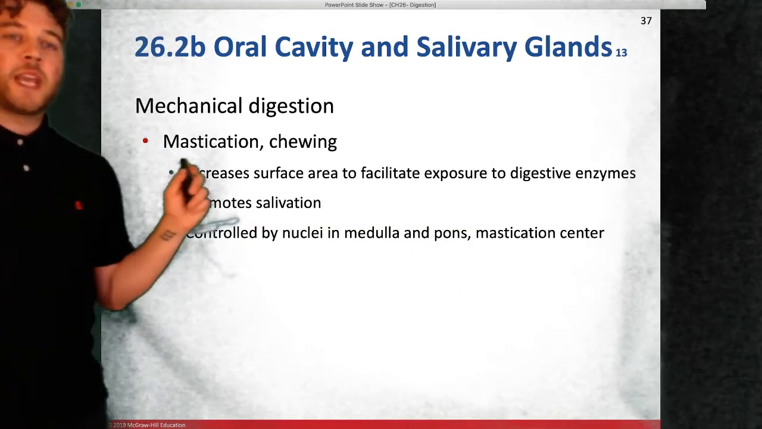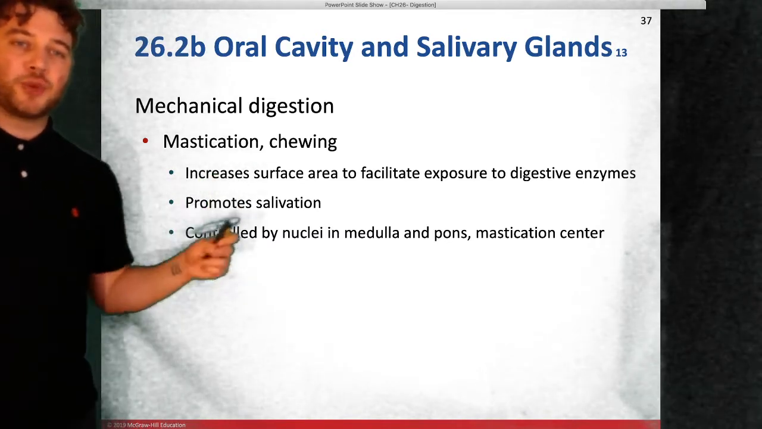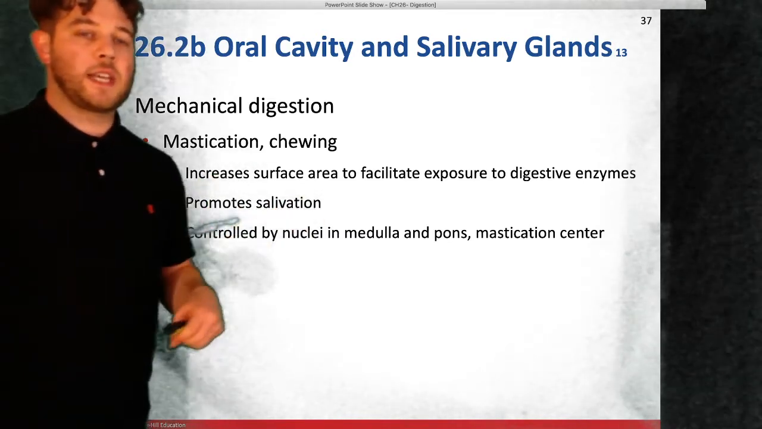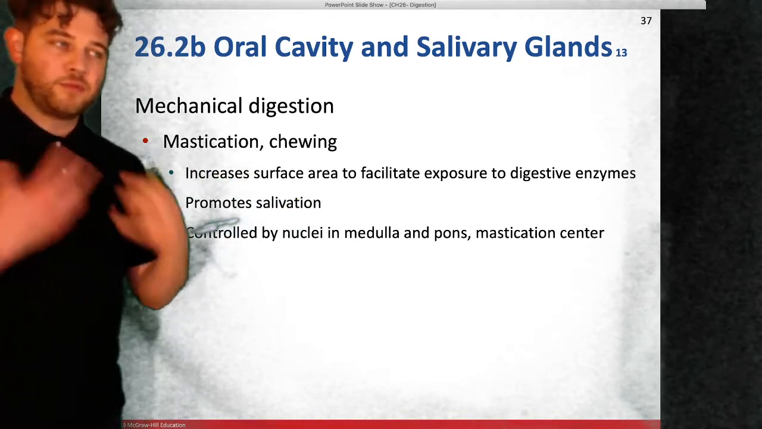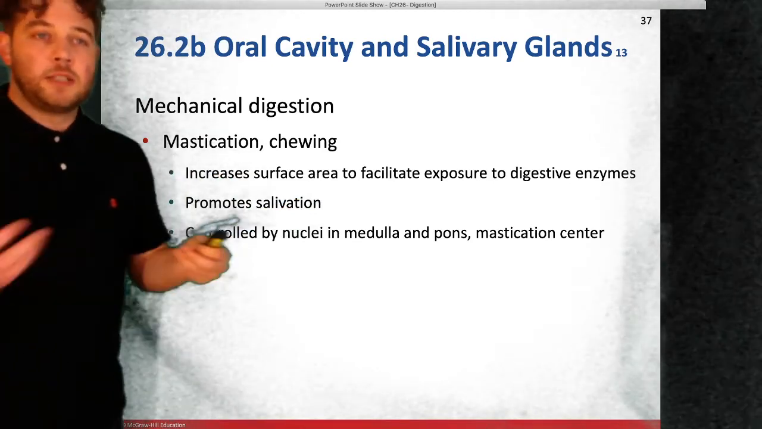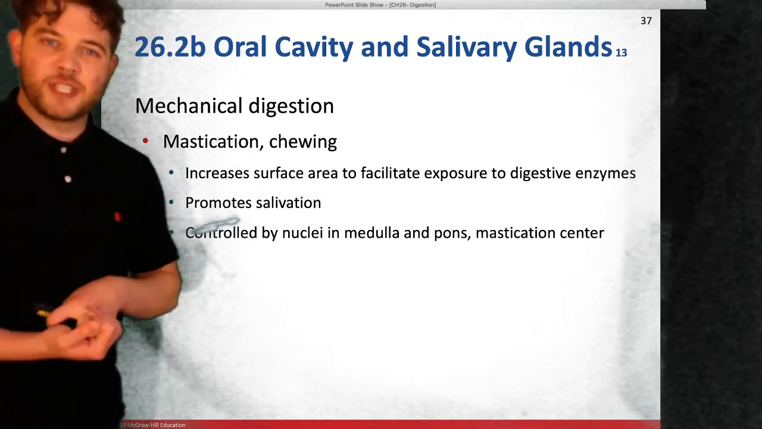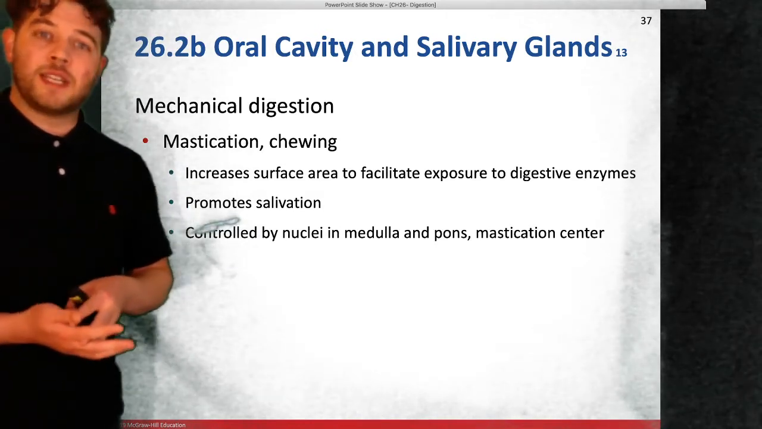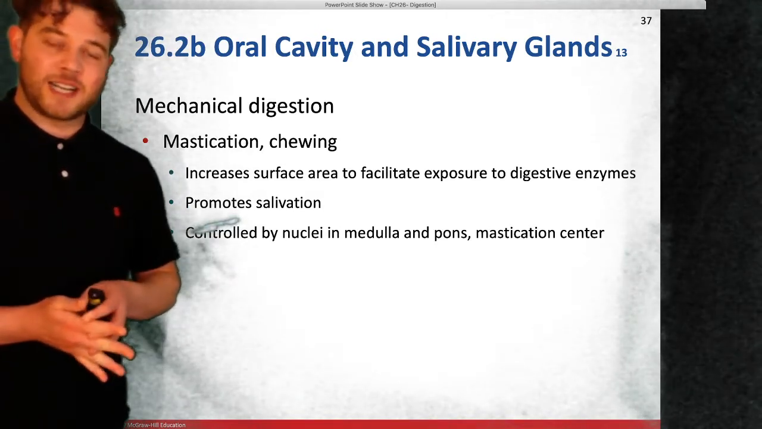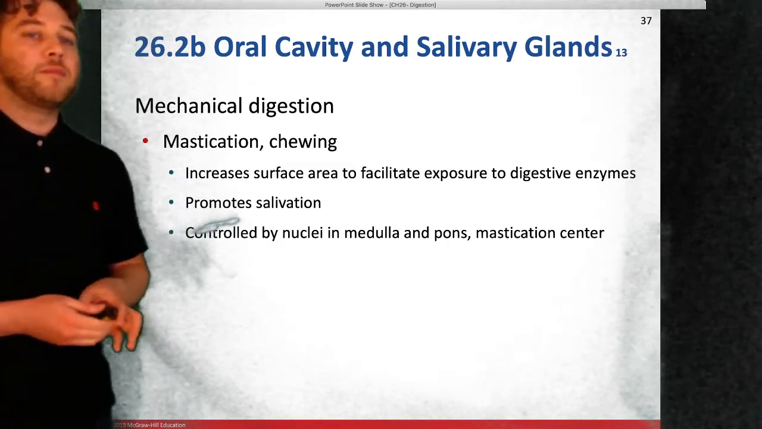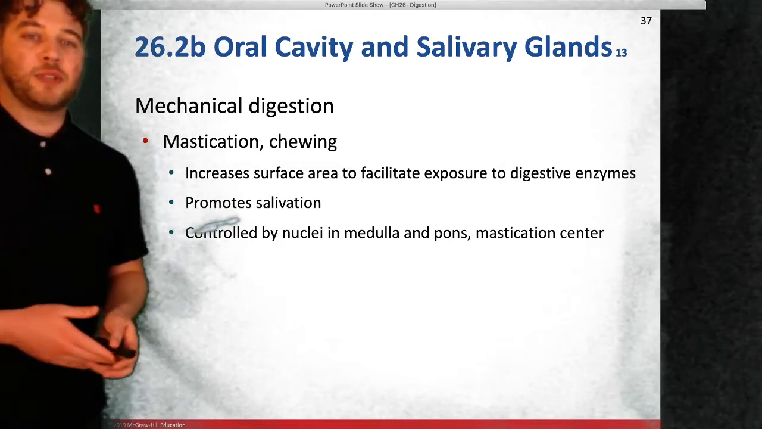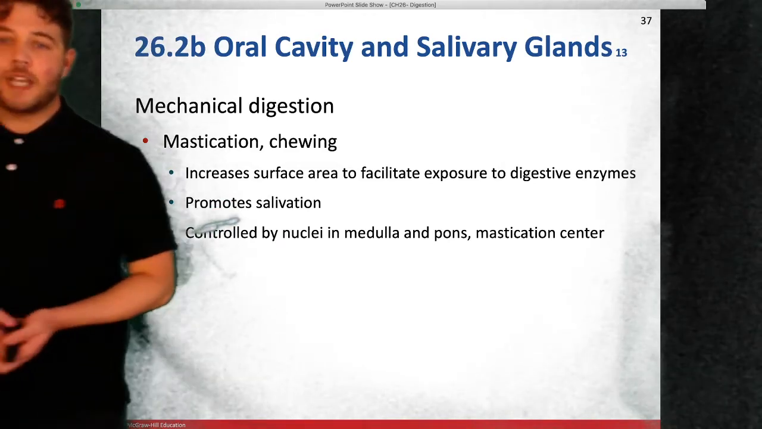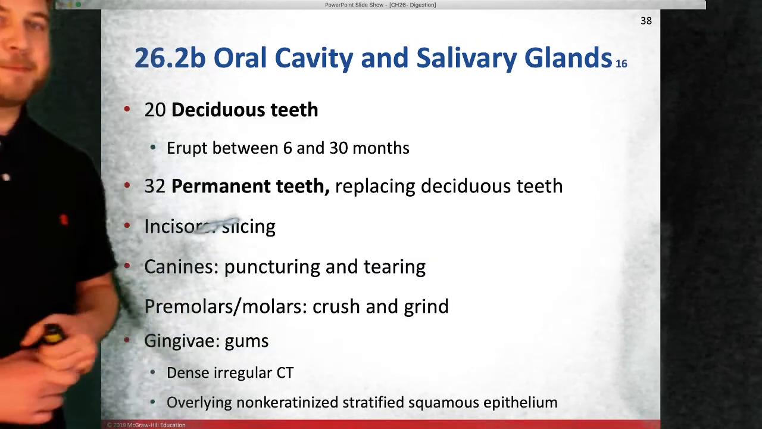All right, mechanical digestion, your mastication, your chewing, increases surface area to facilitate exposure to digestive enzymes. If you just swallow something whole, corn is a wonderful example. If you don't really take your time to chew up corn, it does not get digested as well. It will promote salivation and is controlled by nuclei in the medulla and pons within your mastication center. Lots of things happen there.